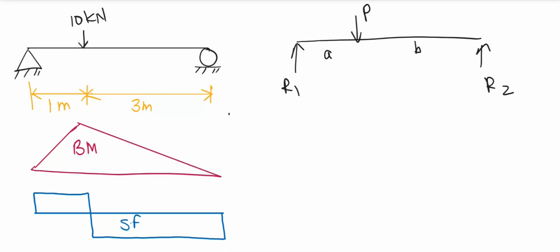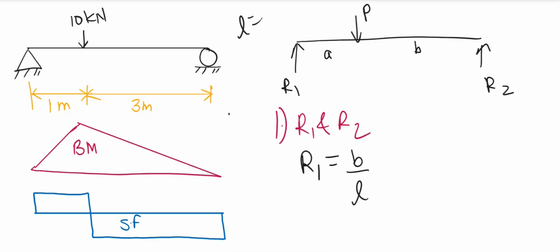So what we need to do is calculate R1 and R2 first, and in order to calculate that, we have a formula: R1 equals B by L into P, where L is equal to A plus B, the span of the beam. And similarly, R2 is given by this equation, A by L into P.